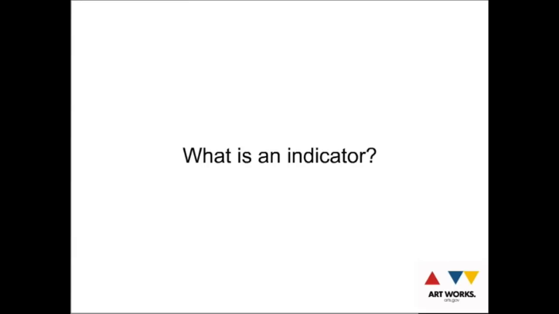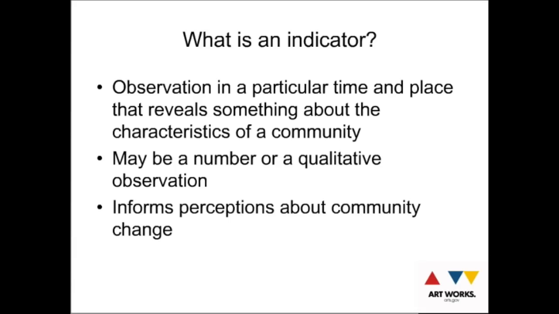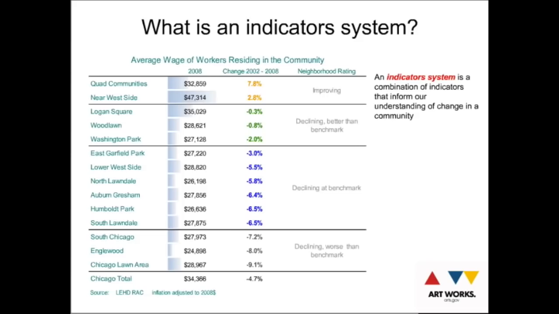Before getting into a more detailed explanation of this system, I want to take a moment to clarify what we mean in this context when we talk about indicators. An indicator is simply an observation about a place at a particular time. It can be quantitative or qualitative, and it's designed to, in this case, inform perceptions about community change. An indicator system refers to a grouping, or in some cases a combination of individual indicators, designed to give us a more complete picture of what's going on across time or in a group of communities.